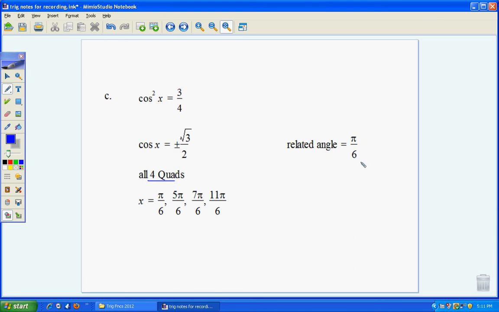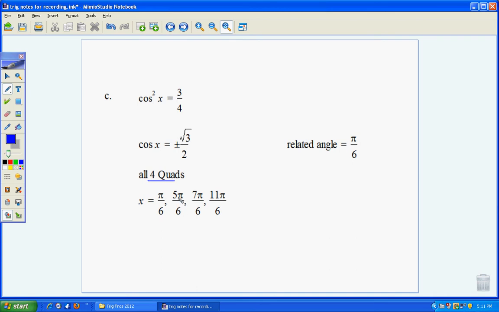Our related angle is going to be pi on 6, because inverse cosine of root 3 on 2 is pi on 6, or 30 degrees, so we know that from our results before, our exact values. So there's our related angle in the first quadrant.